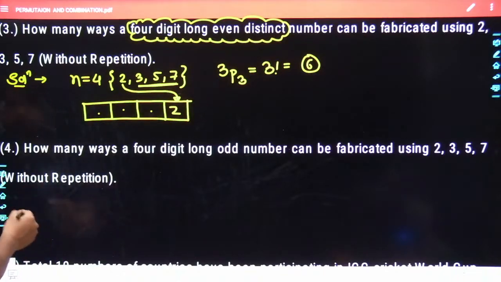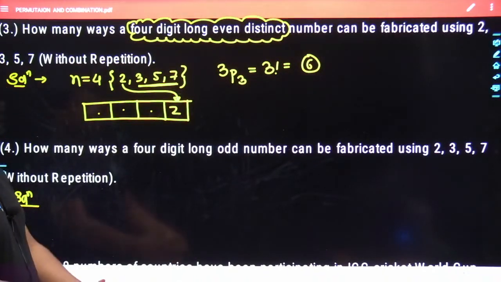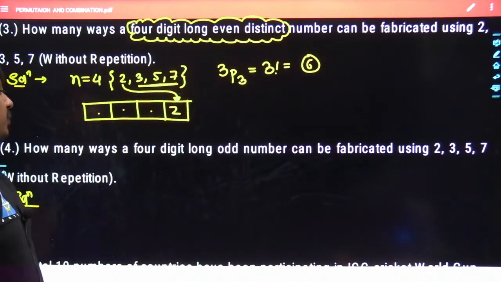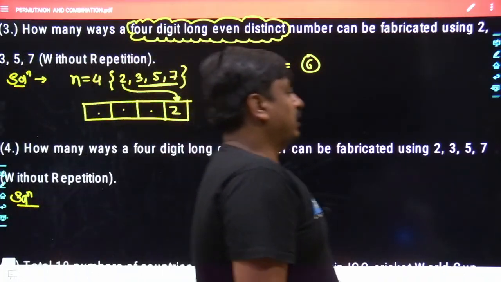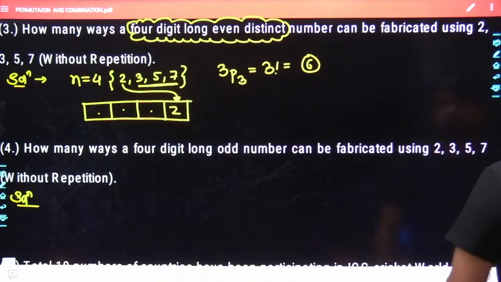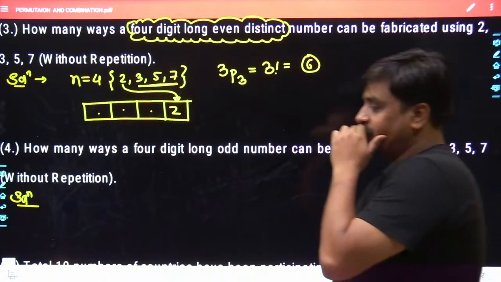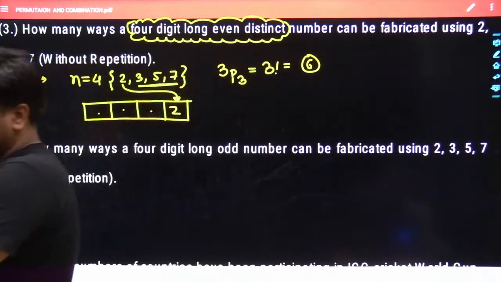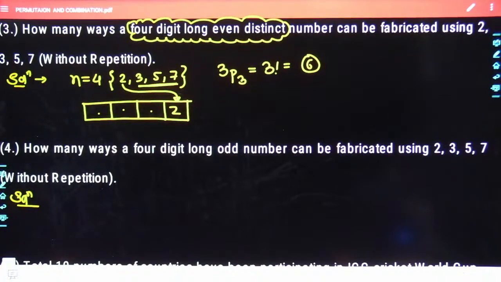Then focus on question number 4. What does it state? How many ways can a 4-digit long odd number be fabricated using 2, 3, 5, 7 without repetition? Without repetition. Tell me what should be the answer for this given problem.